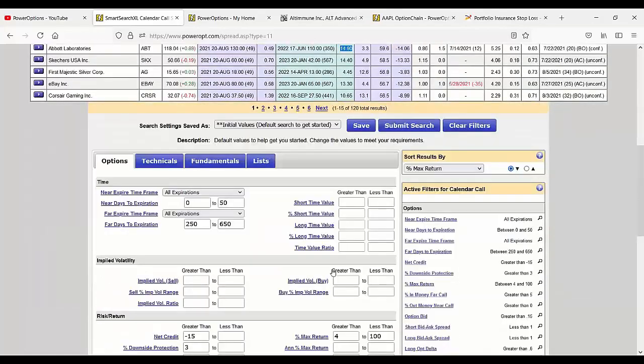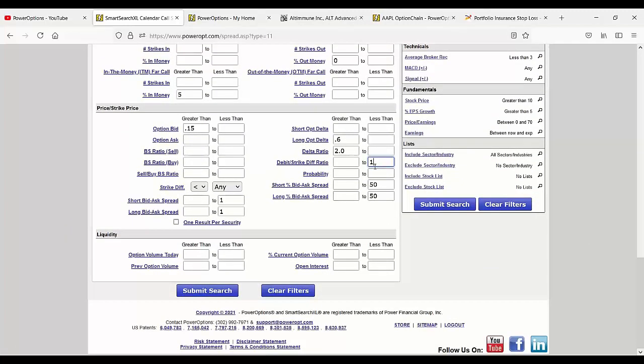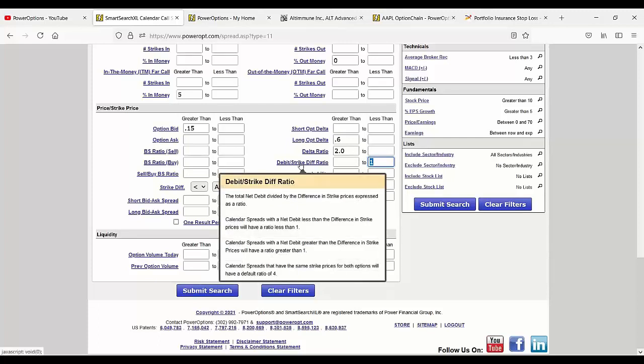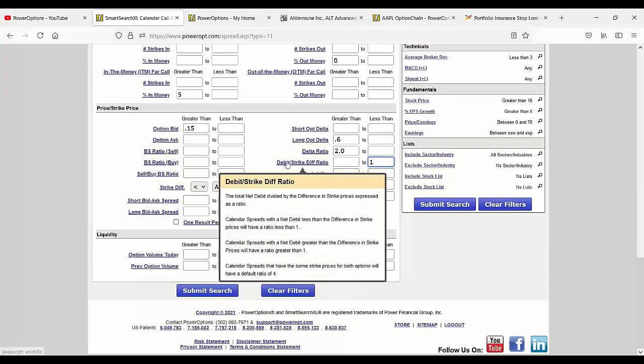Let's get to the point: the debit to strike difference ratio. I always look for a debit to strike difference ratio of less than 1. This means that the net debit I'm paying, the price I'm paying for the call option that's several months out in time, minus the call premium I'm receiving from the near term, the debit I pay to get into the transaction, has to be less than the difference in strike prices. Debit divided by the difference in strike of less than 1 gives me only those positions where the net debit is less than the difference in strikes.